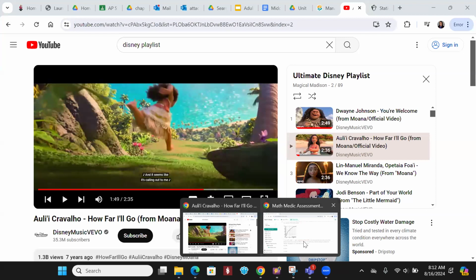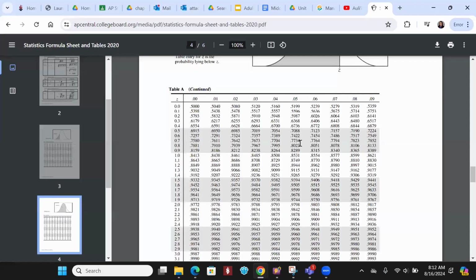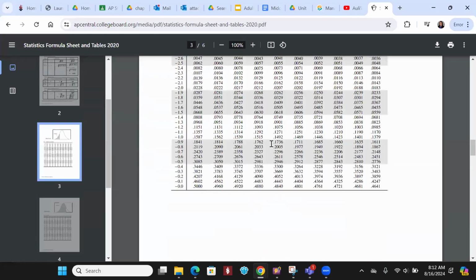I have way too many tabs open. There we go. All right, so we're looking for 0.01. So we're going to be on the negative.